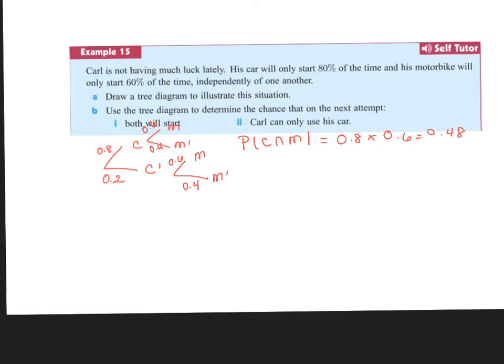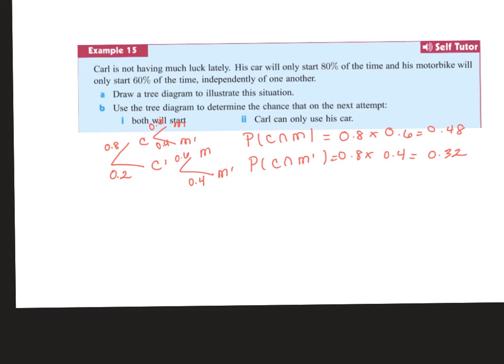Then you can take the product of the next branch. So that is going to be the car starting and the motorbike not starting. So that'll be 0.8 times 0.4, which will be equal to 0.32. So a 32% chance that you will be in that scenario, or Carl will be in that scenario. The third branch is going to be the probability that the car will not start, but the motorbike will start. So in this case, you're going to have 0.2 times 0.6, which is going to be equal to 0.12.